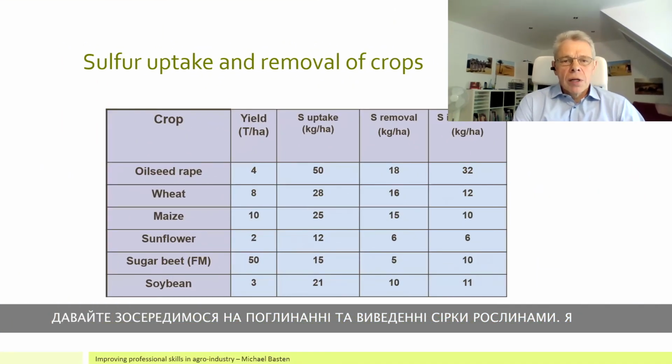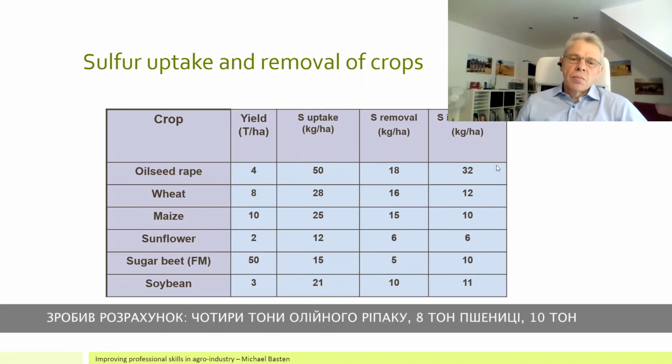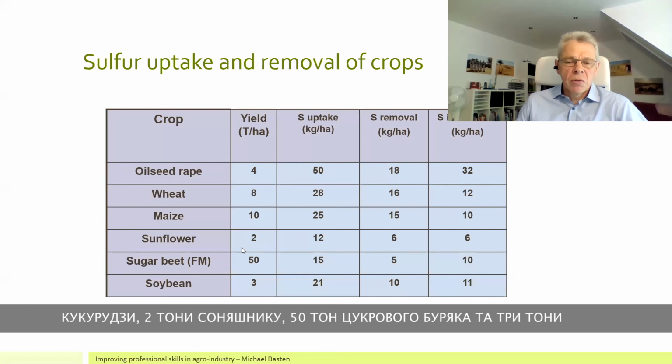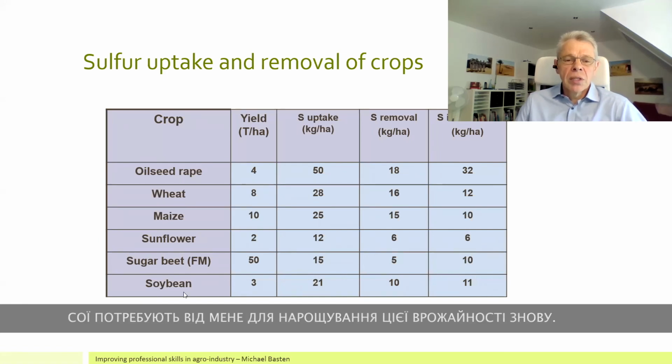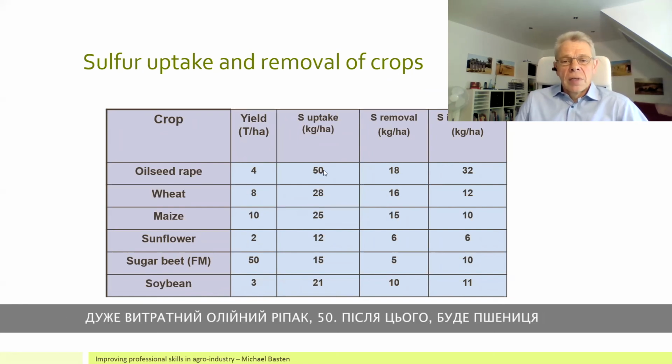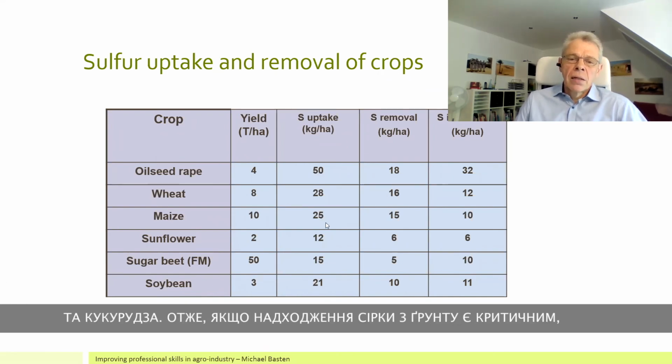Just focusing a bit on sulfur uptake and removal of the crops, this is a calculation of what a 4 tons oilseed rape crop, 8 tons wheat crop, 10 tons maize crop, 2 tons sunflower, 50 tons sugar beet, and 3 tons soybean crop would require to build this yield. Again, very demanding, oilseed rape 50. Next to that would be wheat and maize.